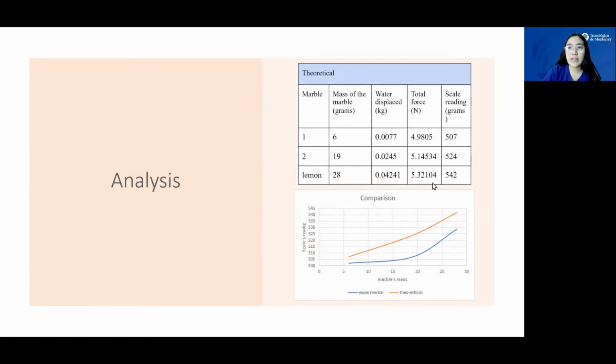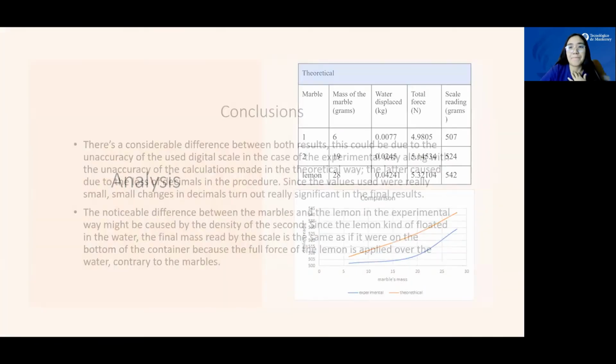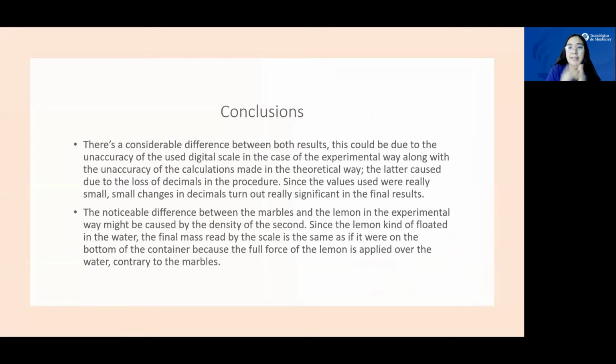As you might see, they're a little bit different, but I can conclude that this difference could be due to the inaccuracy of the digital scale in the experiment, along with inaccuracy of the calculations made in the theoretical way due to the decimals that are lost. And well, since the values used were really small, changes in the decimals can turn out to be significant changes in the final results.